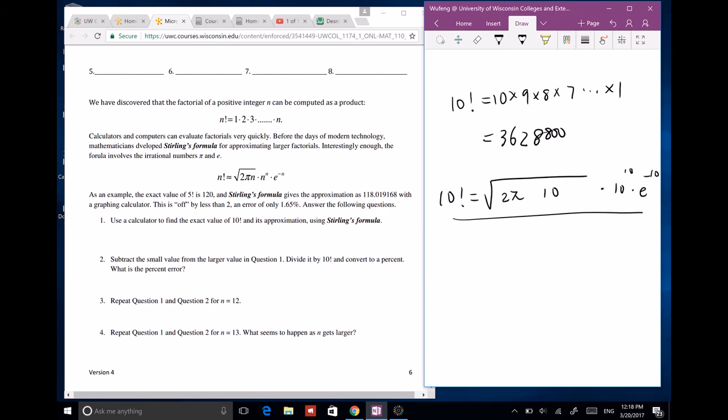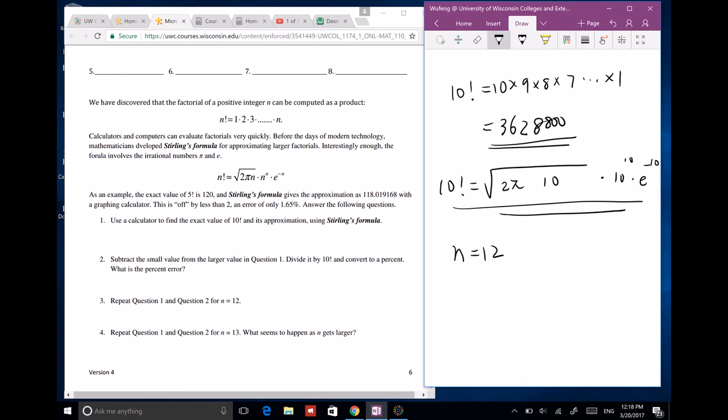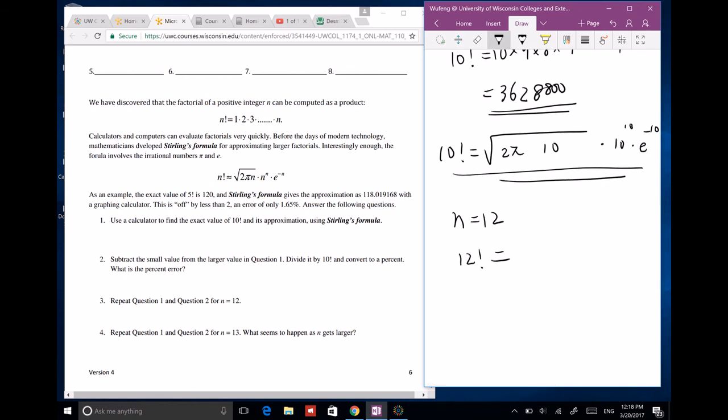What is the percent error? It is the difference divided by the actual 10 factorial. So basically, you use this number minus this number, and divide by this number and multiply by 100, that is the percent error. So repeat the questions for n equals 12. That's not hard. So you do 12 factorial. Use a calculator, or use 12 times 11 times 10 down to 1. Okay, you can do that.